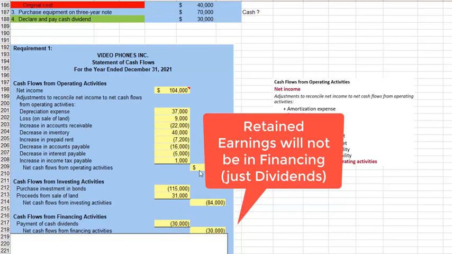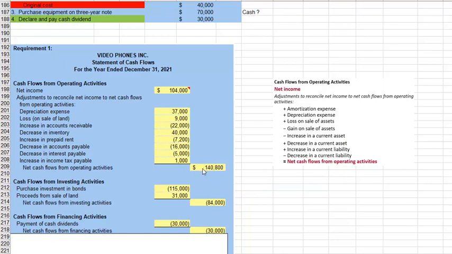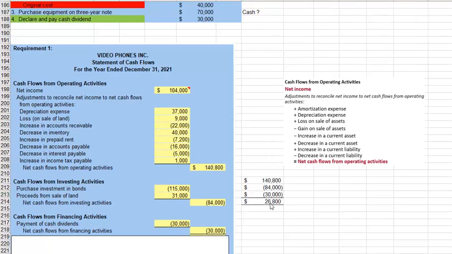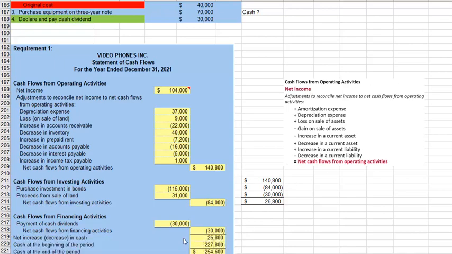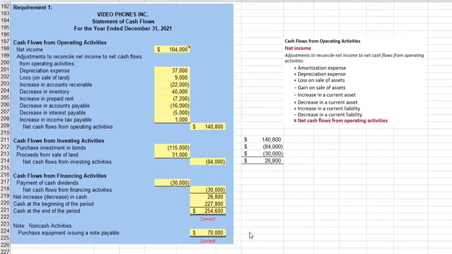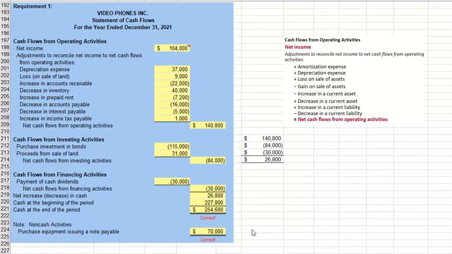We can now see the sum of operating activities, which is positive $140,800. We have cash flows from investing of negative $84,000 and cash flows from financing of negative $30,000. We need to add the three of these numbers together. This calculates to $26,800. This is exactly what we needed as our net increase in cash, $26,800. Our statement of cash flows is complete.